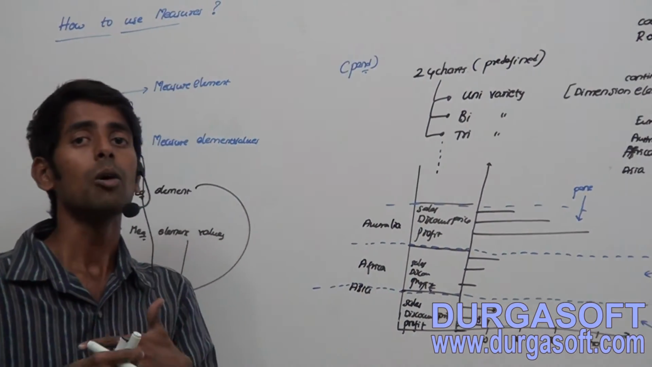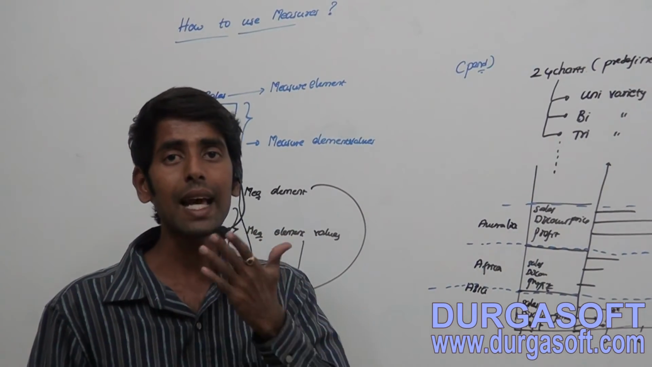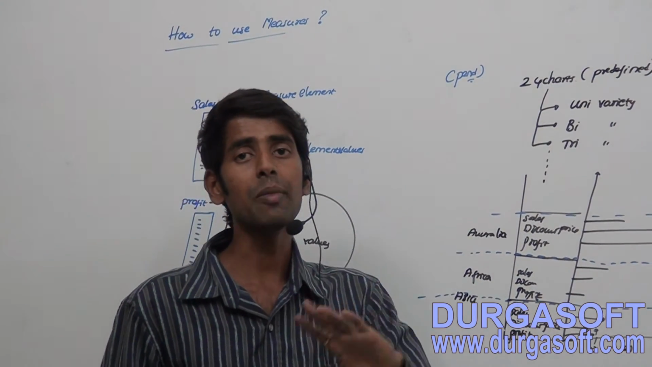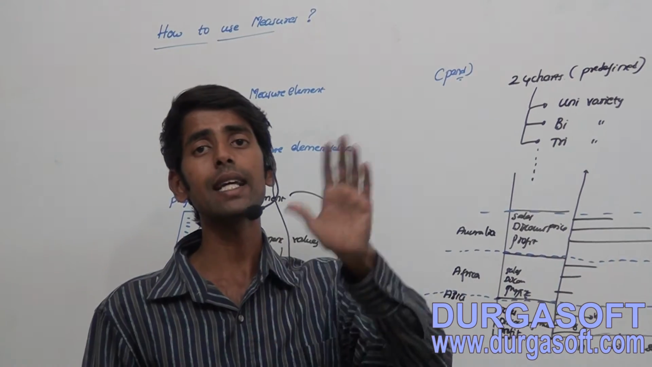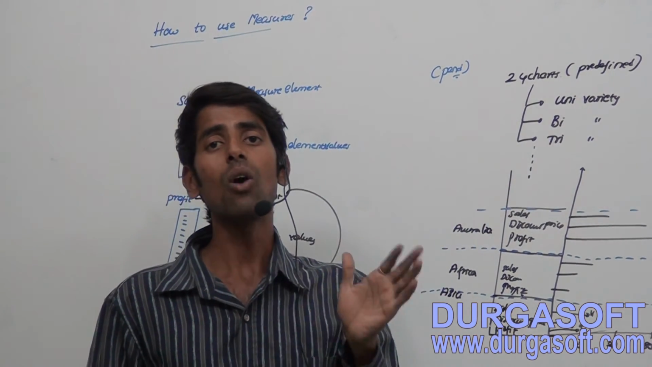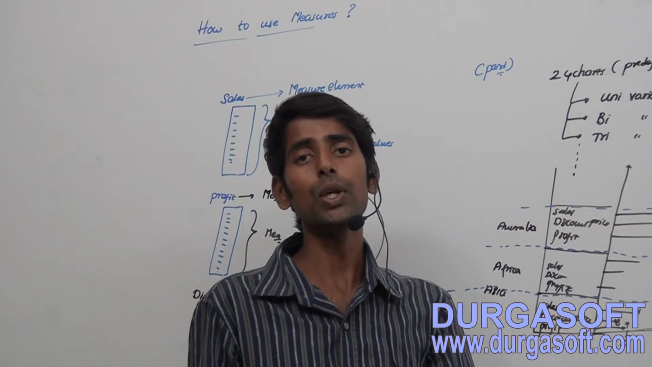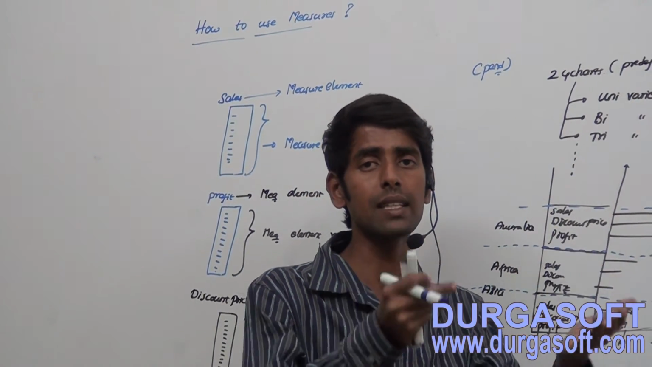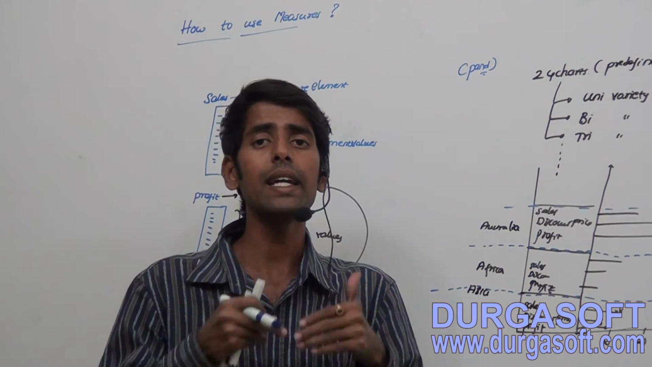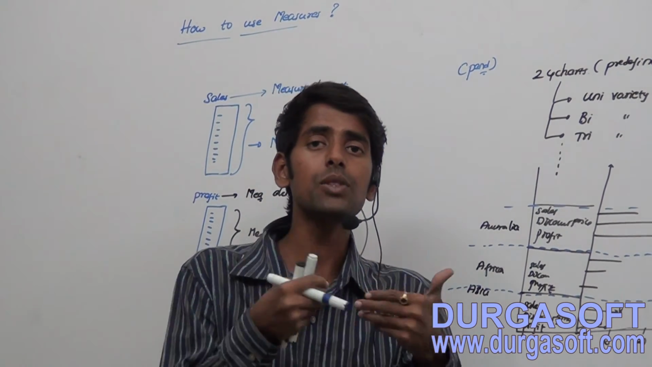That is also a valid one. But as I said, it is highly recommended to take all the dimension elements as part of the row shelf and all the measure elements as part of the column shelf, because it is going to give an easy visualization. You need not spend any time, so you can catch the things very easily.